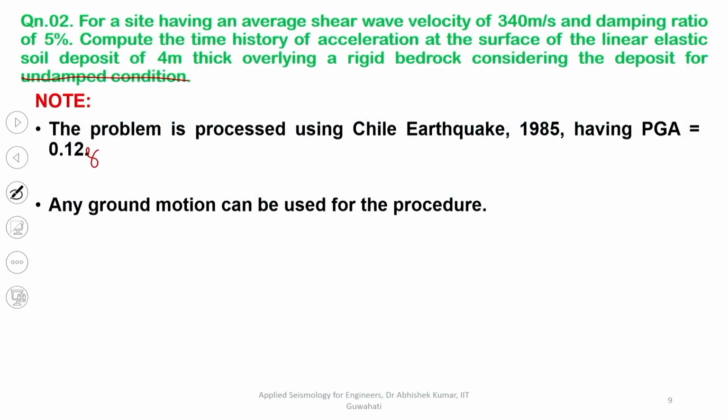Any ground motion you can use, because we are interested in finding the motion, so we have to be very specific in the beginning itself. I am determining the response because of a particular motion, and when taking the motion I am considering the 1985 Chile earthquake having a peak ground acceleration value of 0.12 g, because this is going to give you the frequency content at the recording station where this earthquake was recorded, which will be treated as bedrock motion for this example.